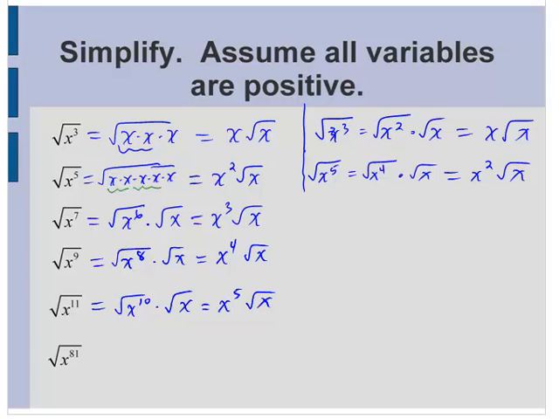All right, and now what about the square root of x to the 81st? Be careful, it is not x to the 9th power. Rather, we would write this as the square root of x to the 80th by the square root of x. The square root of x to the 80th is x to the 40th. And still times the square root of x.